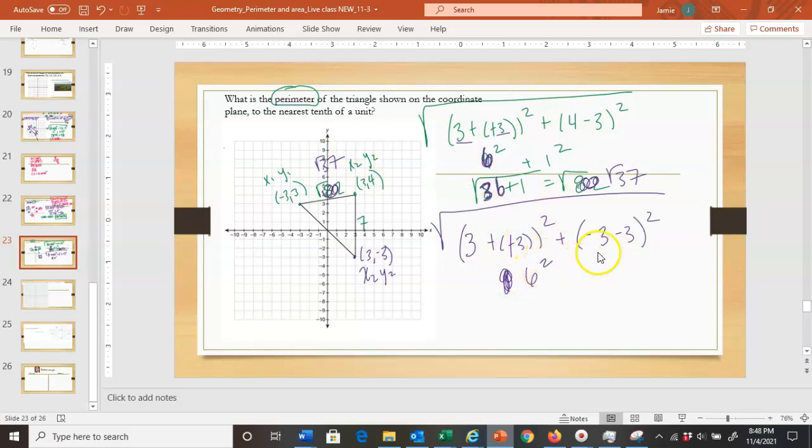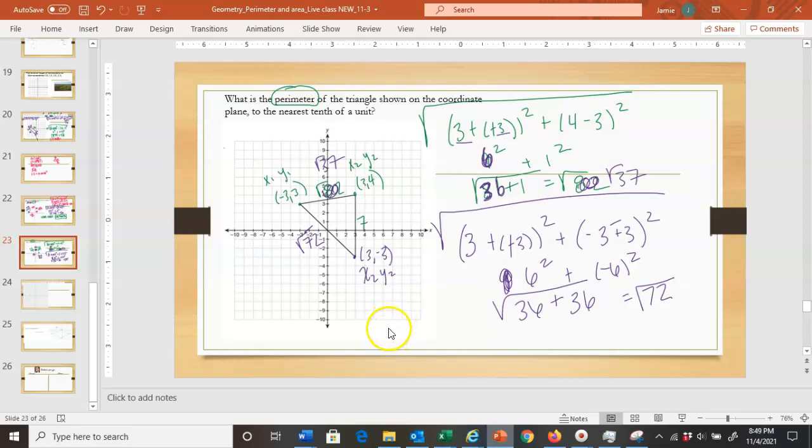6 squared. This will be a -6 squared. So we'll have 36 plus 36. What is that? 72. Root 72.